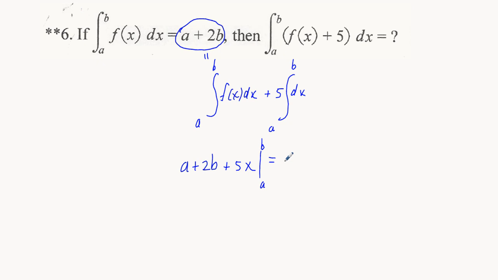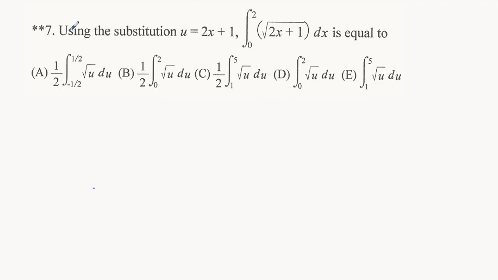And that's going to be equal to a plus 2b, plus 5b minus 5a. And so for this, a minus 5a is going to be negative 4a, and b plus 2b plus 5b is going to be plus 7b. And this is going to be our answer here.